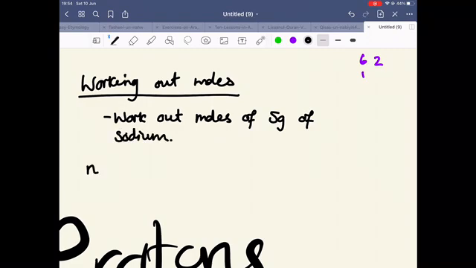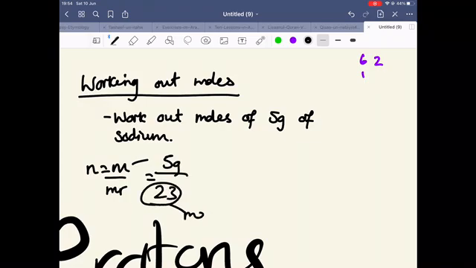Now, with sodium, you just need to know the mass number because it's not an actual formula, it's just by itself. So the mass number of sodium you get from the periodic table, which is 23. So the mass equals 5. 5 divided by 23 will give you your answer of your moles.